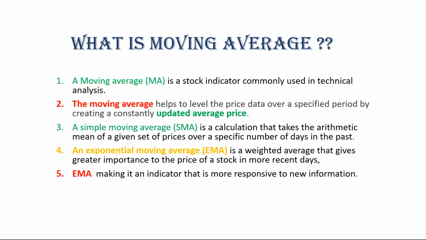A simple moving average, that is SMA, is a calculation that takes the arithmetic mean of a given set of prices over a specified number of days in the past. In the same way, the exponential moving average, that is EMA, is a weighted average that gives greater importance to the price of a stock in more recent days, making it an indicator that is more responsive to new information.